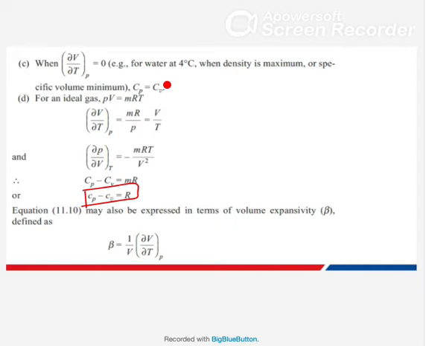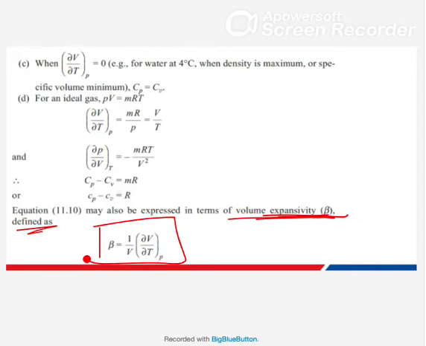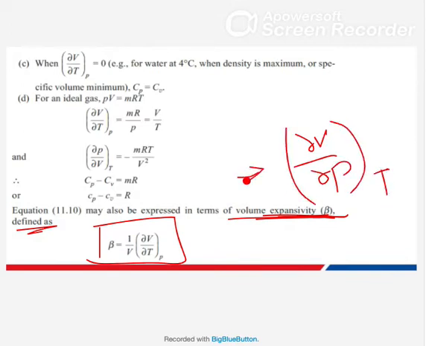Now we can calculate the volume expansivity, beta. This we have also seen in fluid mechanics. If you remember, we derived beta, the volume expansivity, as 1/V ∂V/∂T at constant pressure. We also have the change in volume with respect to pressure at constant temperature. This was your bulk modulus, if you remember.